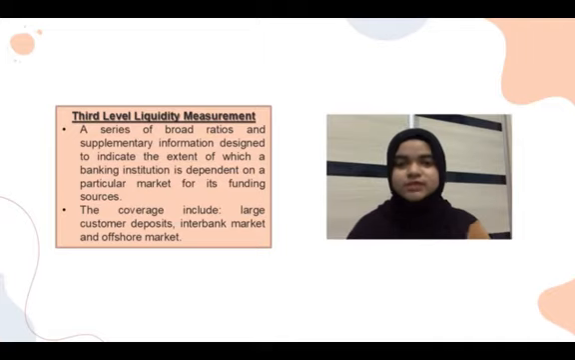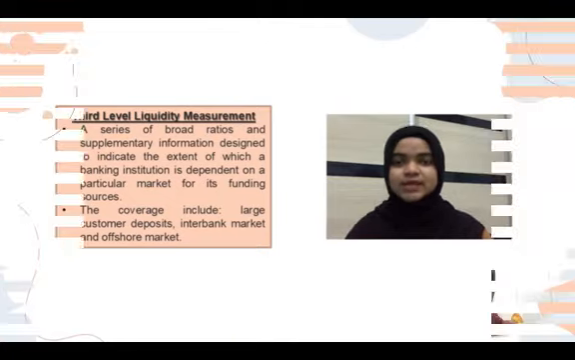The last level, which is the third level, consists of a series of broad ratios and supplementary information designed to indicate the extent to which a banking institution is dependent on a particular market for its funding sources. The coverage includes large customers' deposits, interbank market, and offshore market. This information will allow the banking institutions to assess their exposure to liquidity risk in the event of disruption in the relevant market.